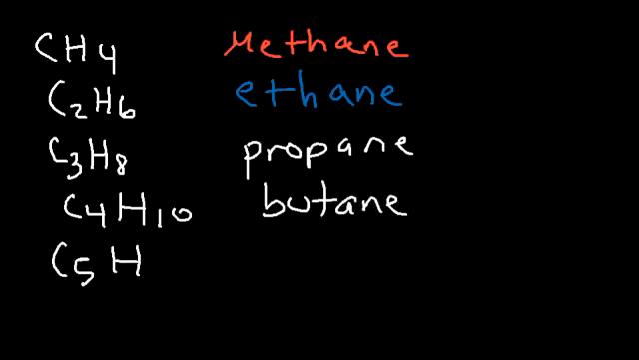C5H12, that's pentane. 6 carbons is hexane, 7 is heptane, 8 is octane, 9 is nonane, excuse me. 10 is decane.